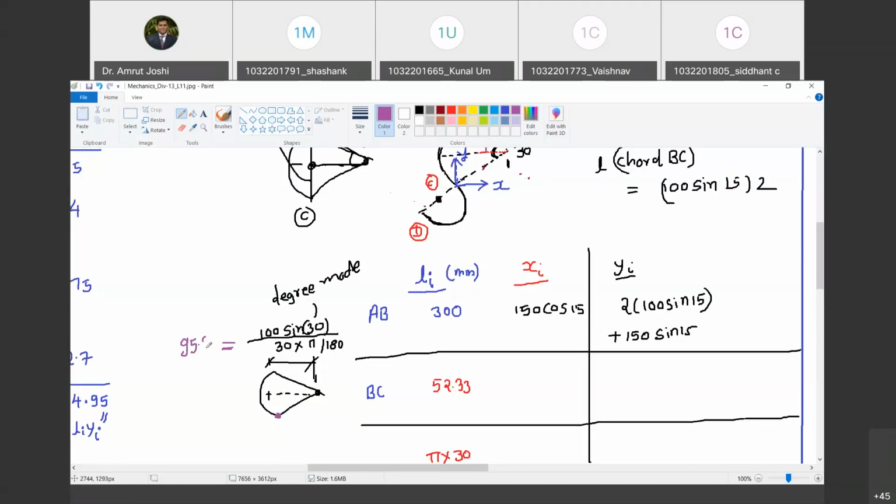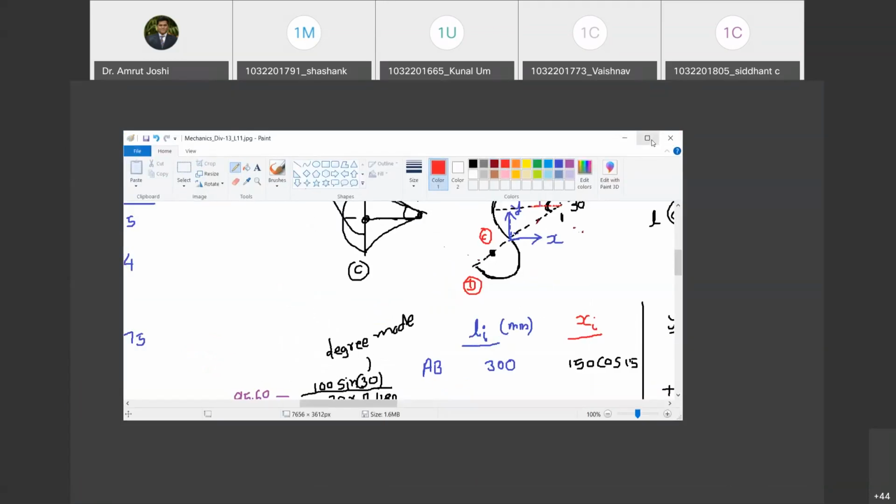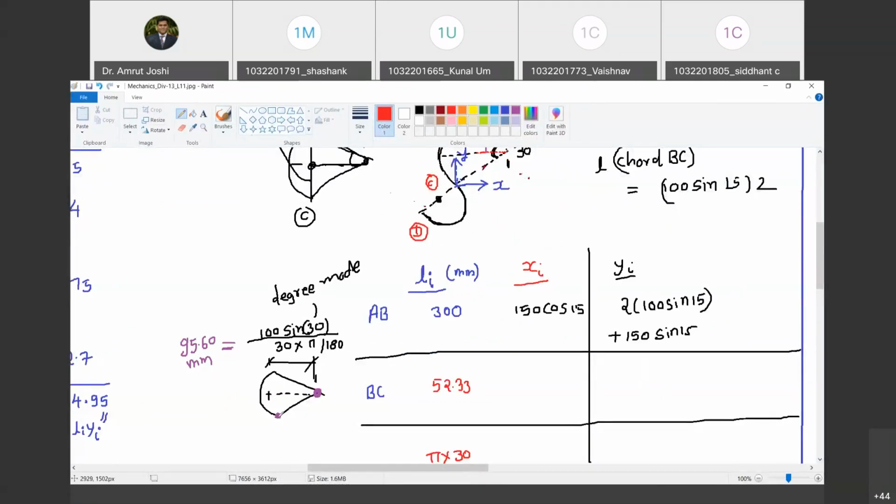95.6. What is 60? The check is that it has to be less than 100 mm. Are you with me? It has to be less than 100 mm because 100 mm is the radius. So this is 95.60 mm. Now the question is, this is with reference to the center that I have drawn here. Center of the circle. I have to write down the coordinate of its centroid with reference to point C, which is here. Are you with me?